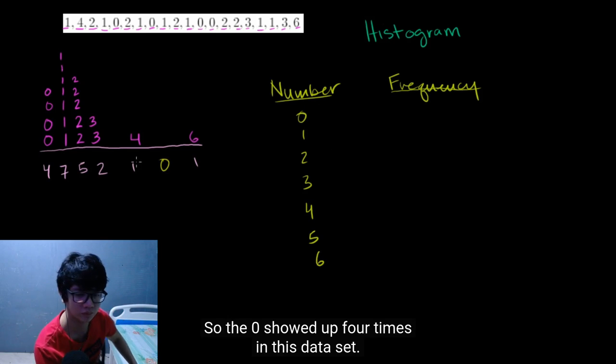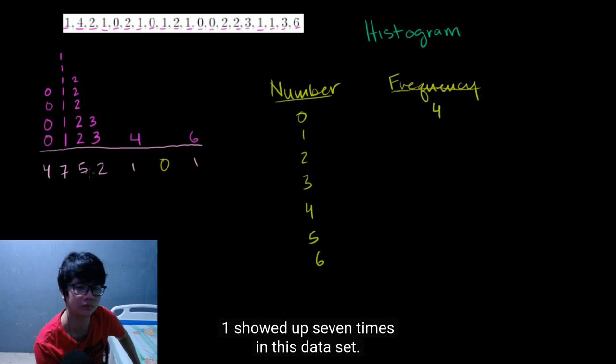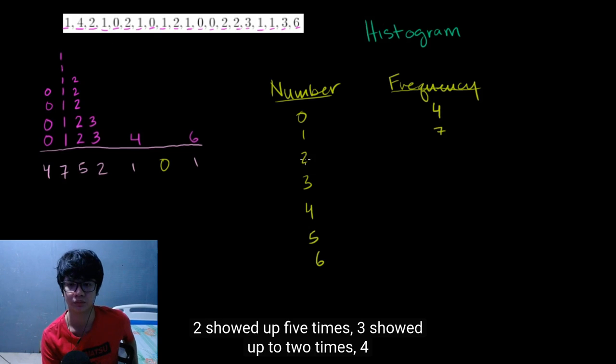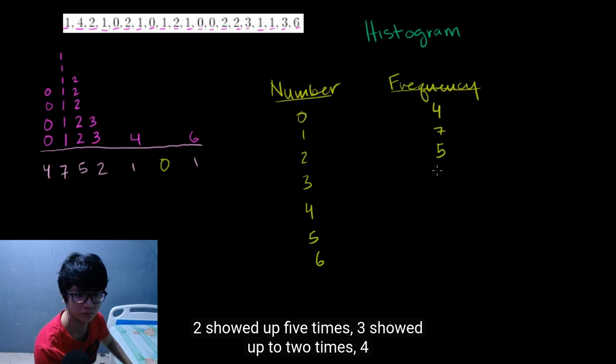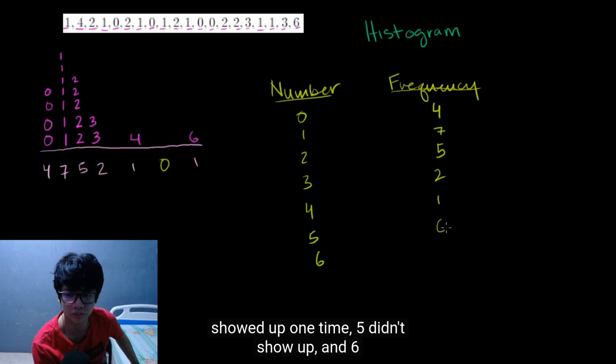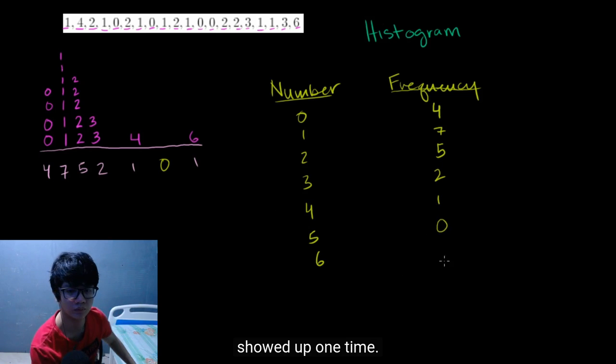So the 0 showed up 4 times in this data set. 1 showed up 7 times in this data set. 2 showed up 5 times. 3 showed up 2 times. 4 showed up 1 time. 5 didn't show up. And 6 showed up 1 time.